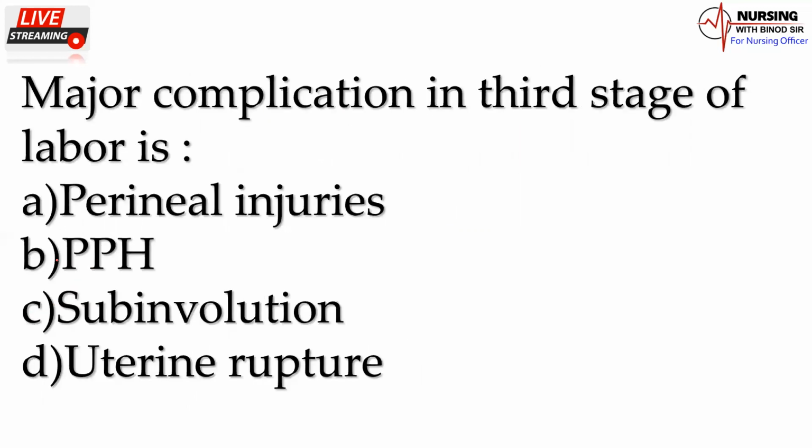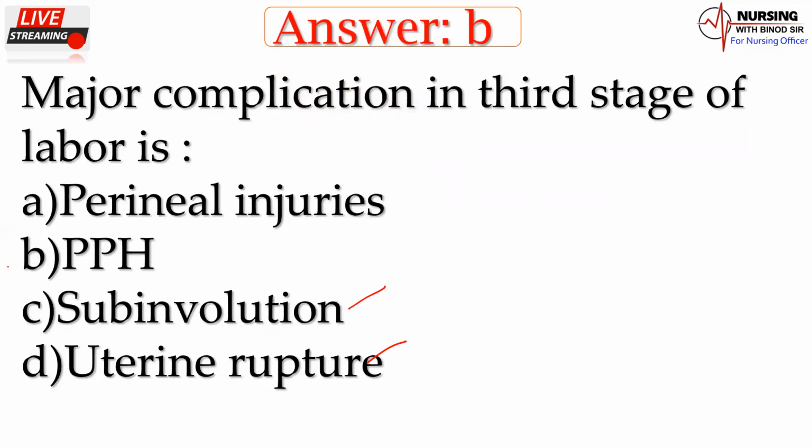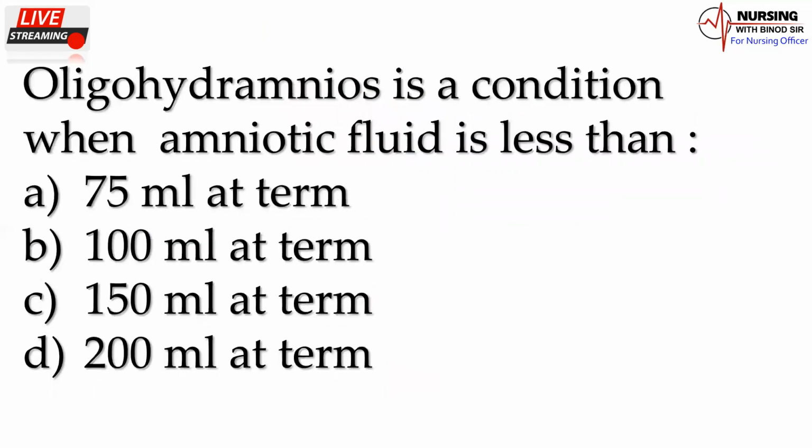Now we'll come back to the next question. A major complication in the third stage of labor is perineal injury, postpartum hemorrhage, C option shock, involution, or D option uterine rupture. So what would be the right answer to this question? The answer is postpartum hemorrhage.